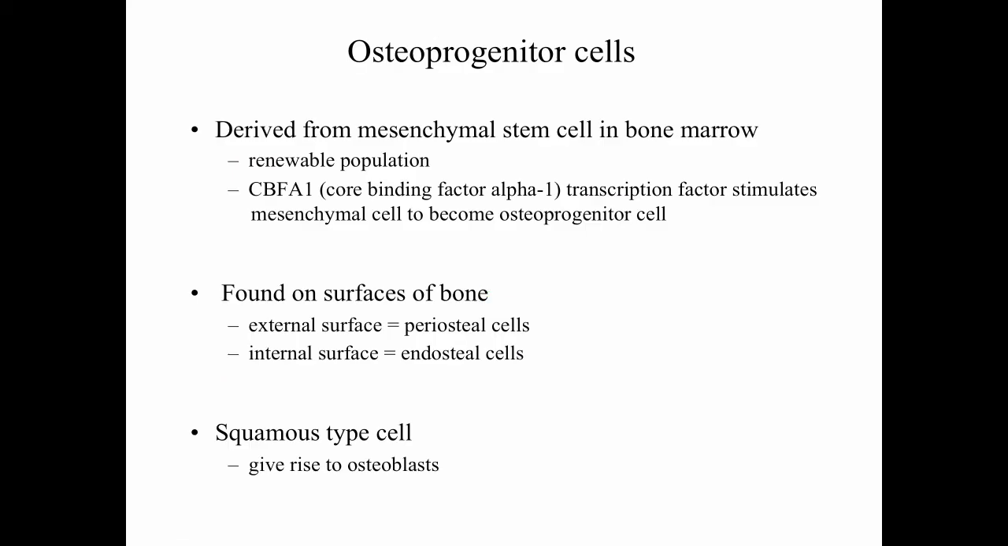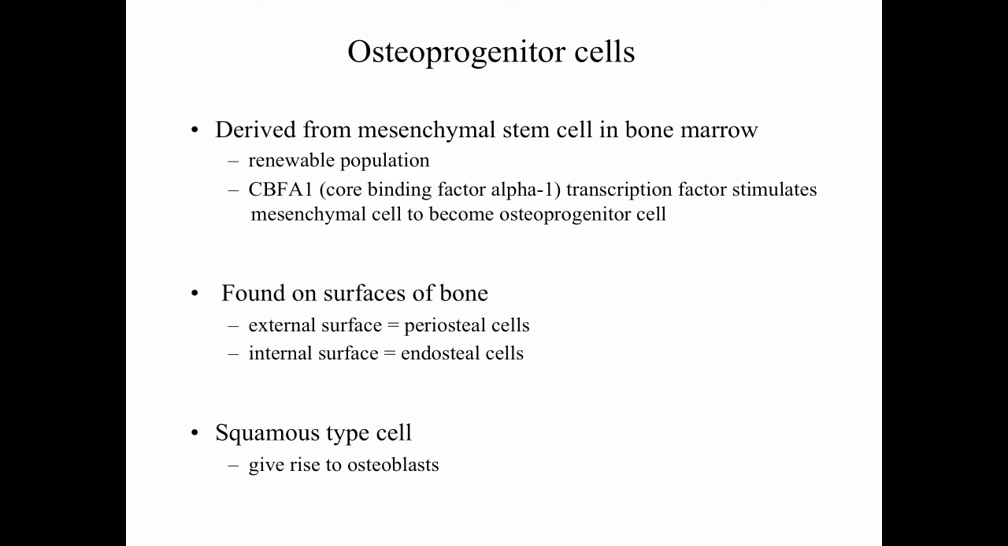So let's start with the osteoprogenitor cells. These cells are derived from mesenchymal stem cells, which are in the bone marrow. The mesenchymal stem cells are a renewable cell population. There's a transcription factor called core binding factor alpha 1, which will stimulate these mesenchymal stem cells to become the osteoprogenitor cells. These cells are found on the surfaces of bone. On the surfaces of bone, we talk about periosteal cells on the external surface, and on the internal surfaces of bone, we talk about endosteal cells.